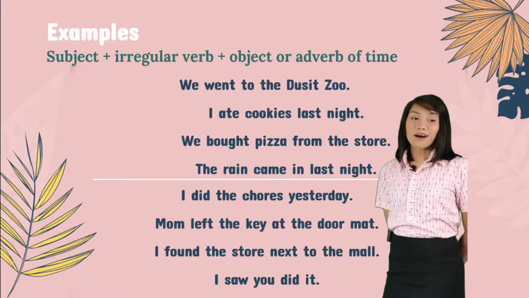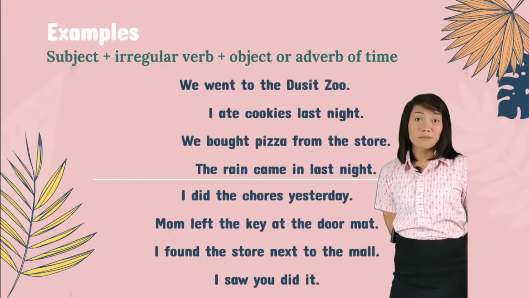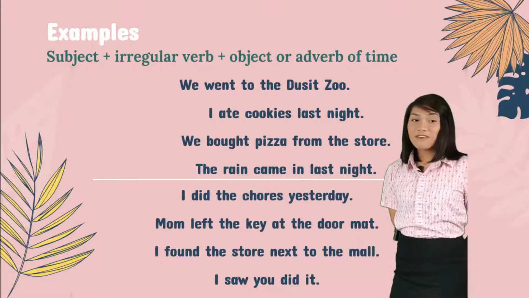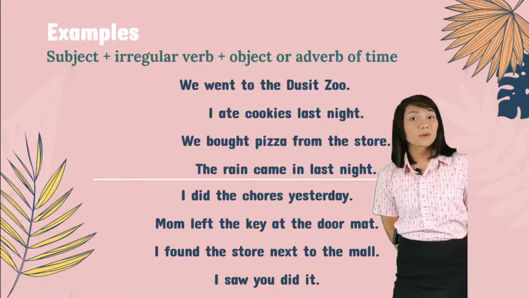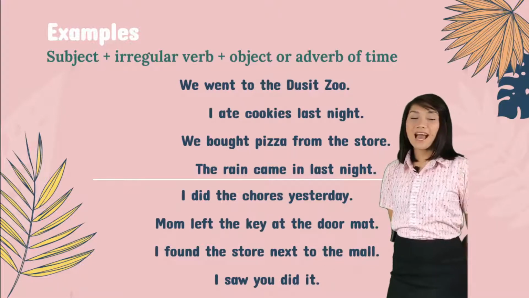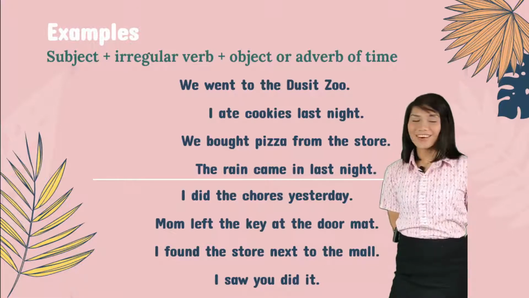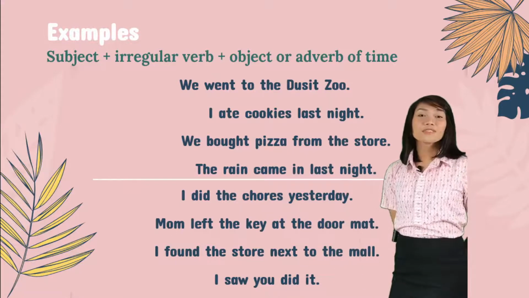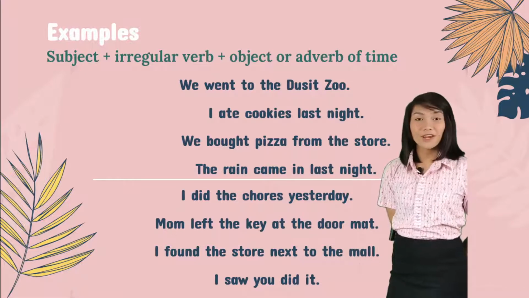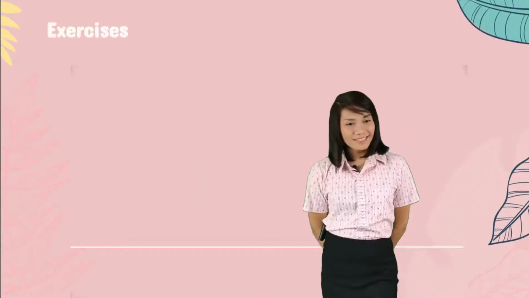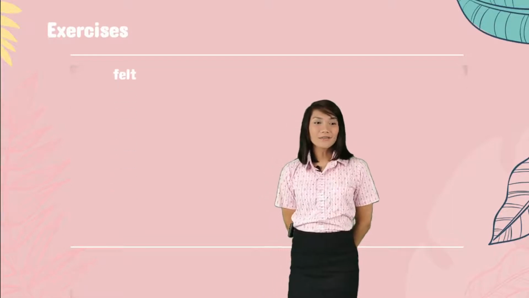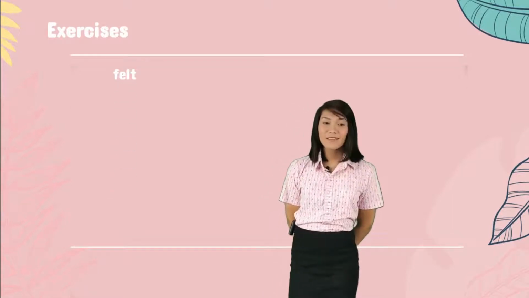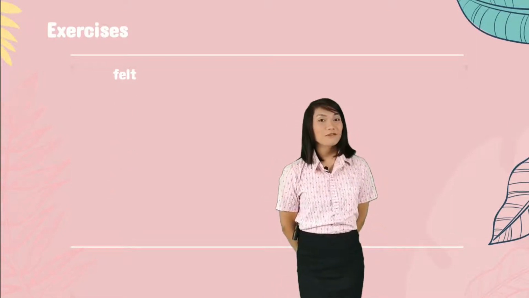Next, mom left the key at the doormat. I found the store next to the mall. And last would be, I saw you did it. Okay, very good. So these are examples of sentences using past simple and irregular verbs. Now, let's have some exercises for you. Now, let's have felt. Can you give me an example of a sentence using felt?